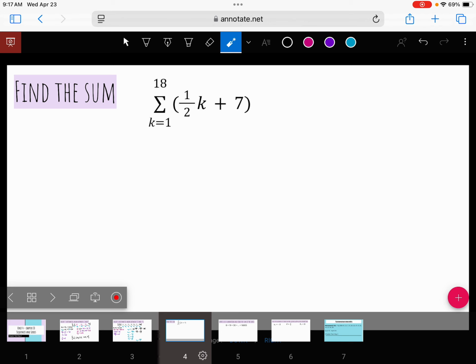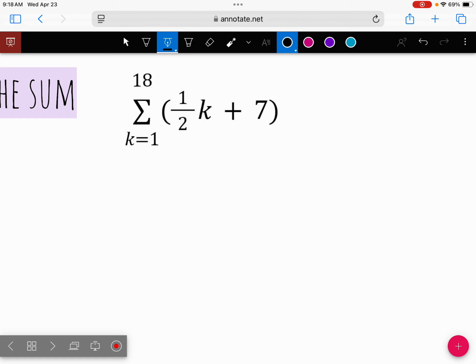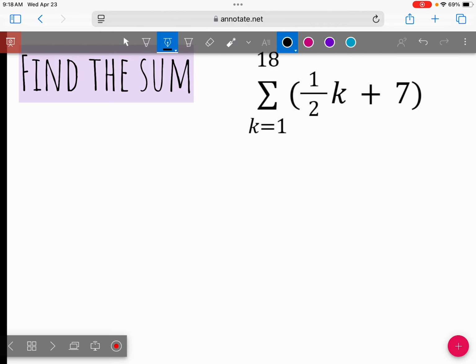Let's take a look at this guy. What do we notice? Yeah, we can substitute the 1 in for the k. So let's find our a sub 1. Let's find that bit first. We have our 1/2 times our k, which is 1, plus 7. That gives us our 7.5.